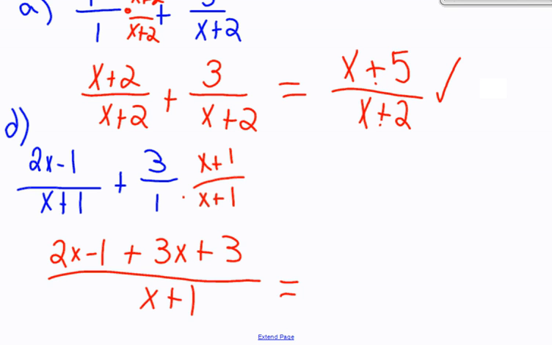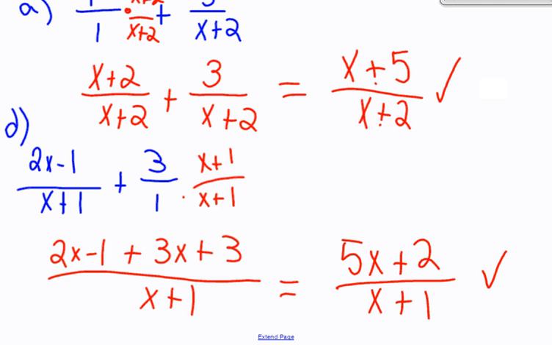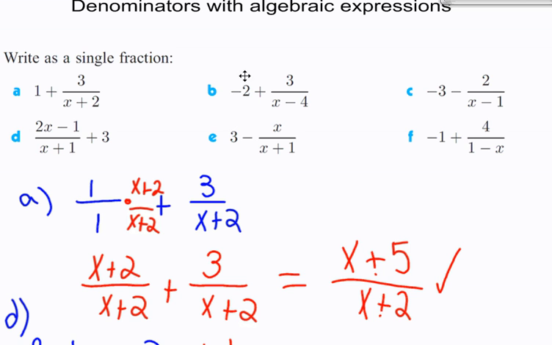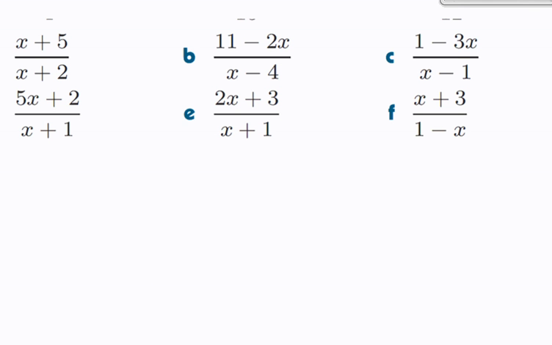We can combine our like terms. So we have 5x plus 2 over x plus 1. Again, we look and see if there's anything we can factor out so that we're able to cancel, and there is not. So it's as simplified as it goes. So again, try the remainder of these examples, B, C, E, and F, and then check them with the answers on the next page. So hit pause, try those examples, and then check them. Here are the answers.